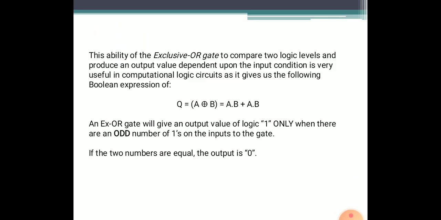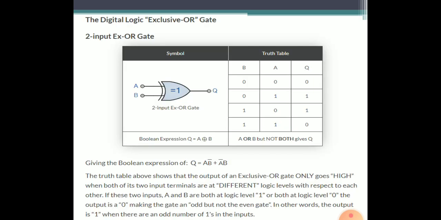For a 2 input OR gate, if A equal to 1 or B equal to 1 or both A plus B equal to 1, then the output from the digital gate must also be at a logic level 1. And because of this, this type of logic gate is known as an exclusive OR function.